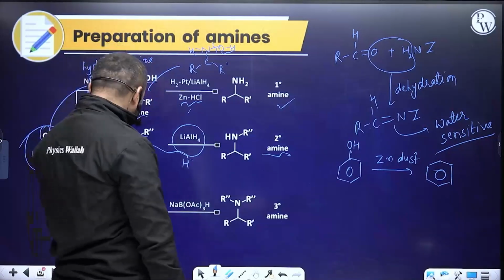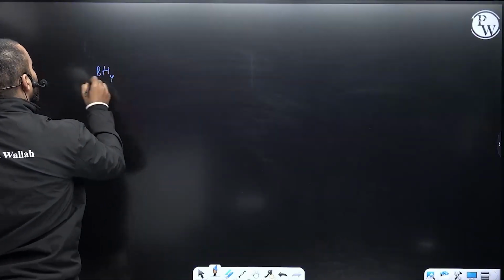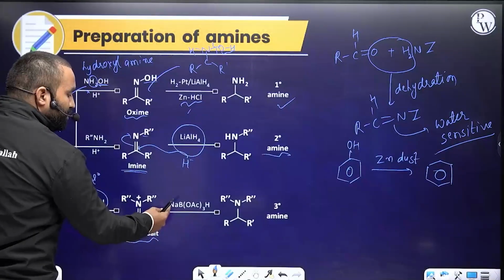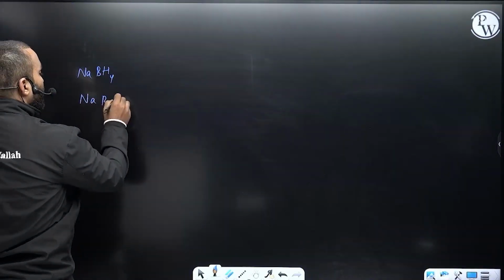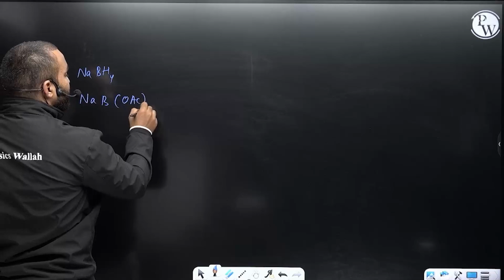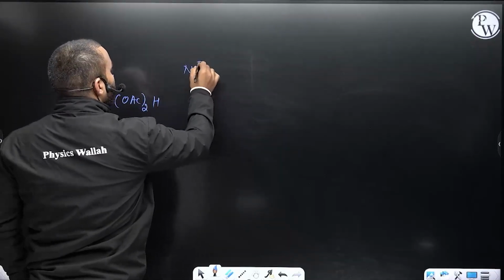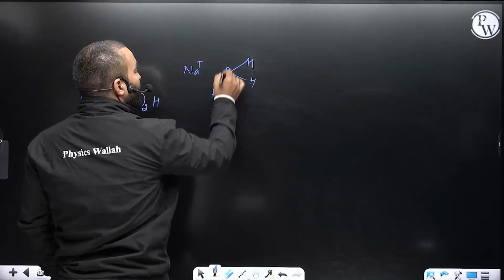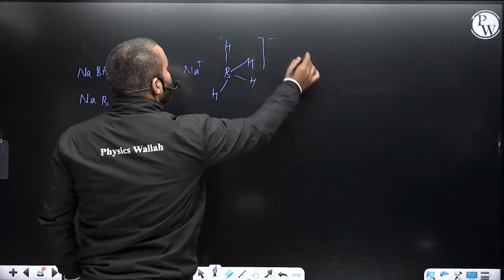So let me write the structure of this molecule. We know sodium borohydride. What is the reagent used over here? Sodium boro, but instead of all the 4 hydrogens, there are 3 acetyl groups. So sodium, boron, and there are 3 acetate groups present, and this is a hydrogen. If anybody asks you the structure of sodium borohydride, you can immediately draw this structure. There are 4 hydrogens around boron, and the overall charge here is 1 negative.